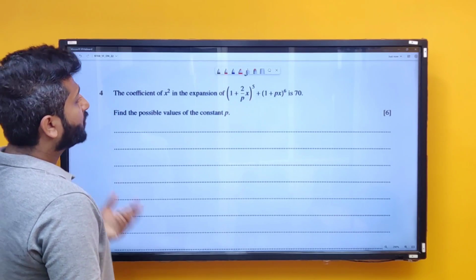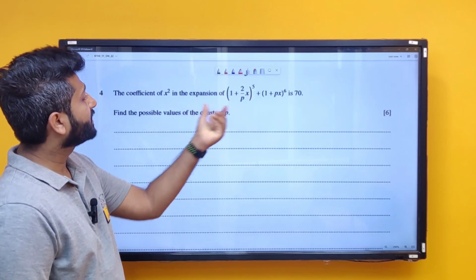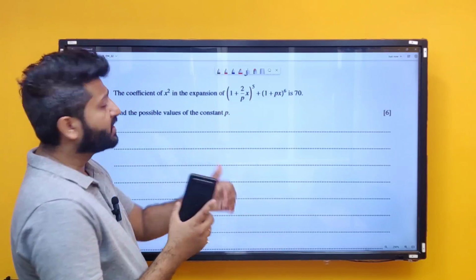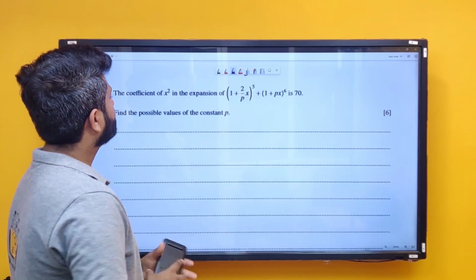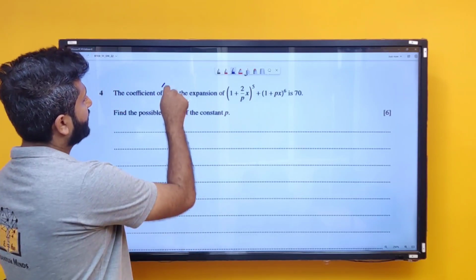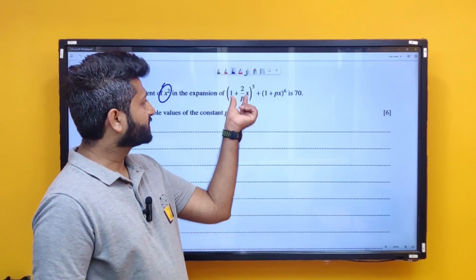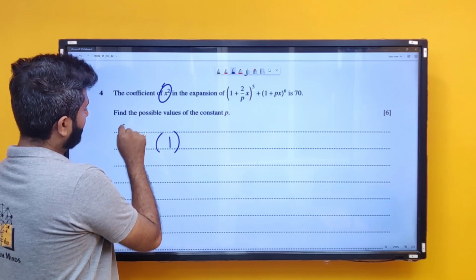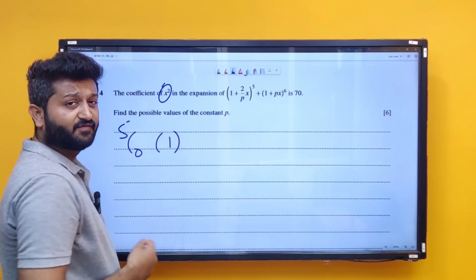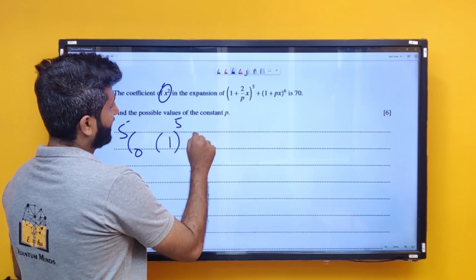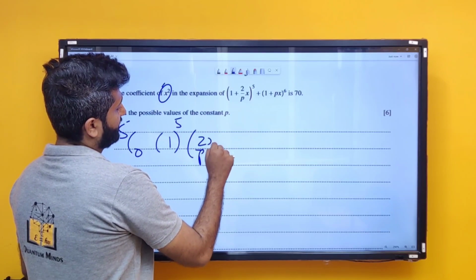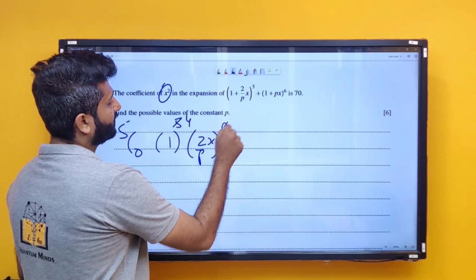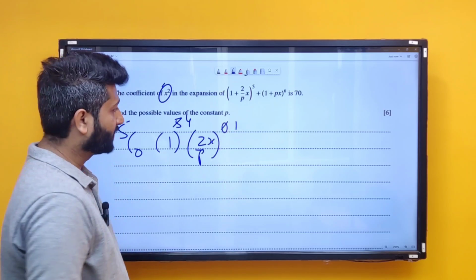Question number 4. The coefficient of x square in the expansion of this plus this is 70. Find the possible values of constant p. So we have been given the coefficient of x square. When can we get x square? For this expansion, the formula says first term 5c0, first term power 5 and last term power 0. So we won't get x square here. So the next will be 4 and 1. Here we'll get only x, not x square.